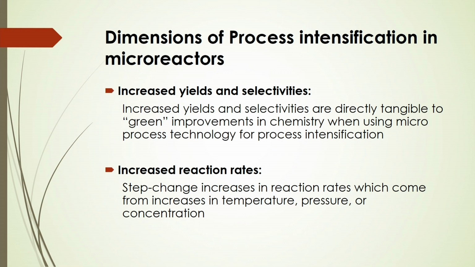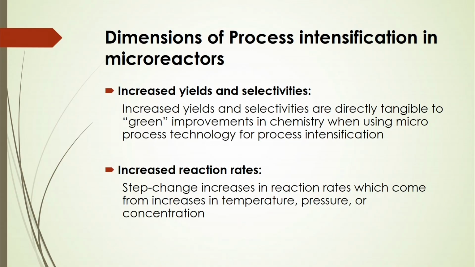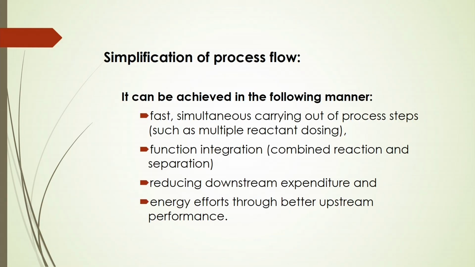If you are considering increased yields and selectivities, then these are directly tangible as green improvements in chemistry when using microprocess technology for process intensification. And in the case of increased reaction rates, you can say that there will be some step change in increases in reaction rates, which come from increases in temperature, pressure or concentration. And also the simplification of the process flow you can get in the following manner, as given in the slides.